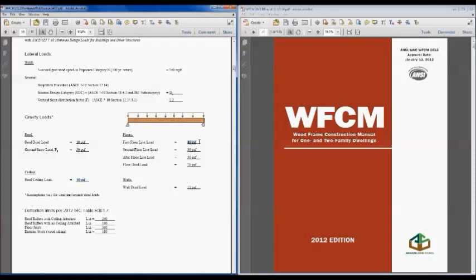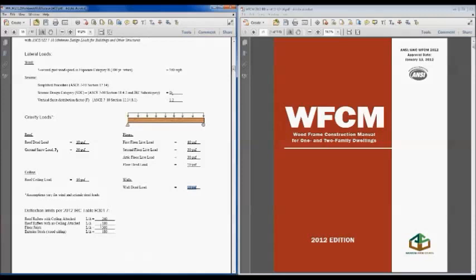The floor live load for the first floor is 40 pounds per square foot. Second floor is 30 pounds per square foot, which is pretty typical. Attic is going to be 30 pounds per square foot for that floor system. And then our walls are 11 pounds per square foot.